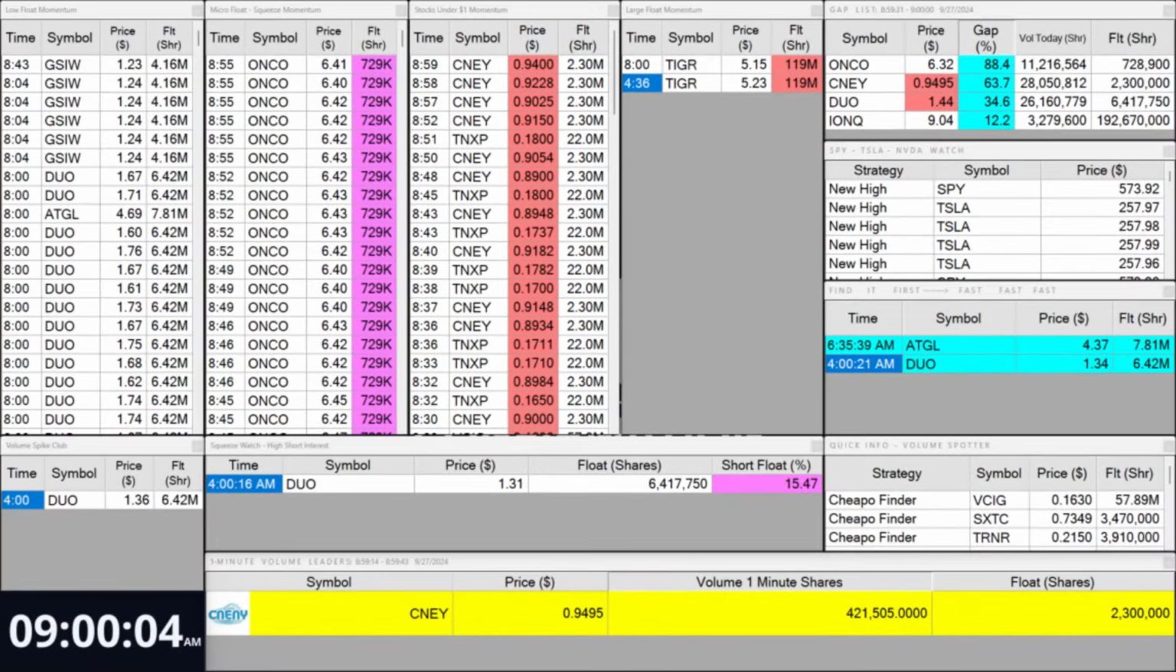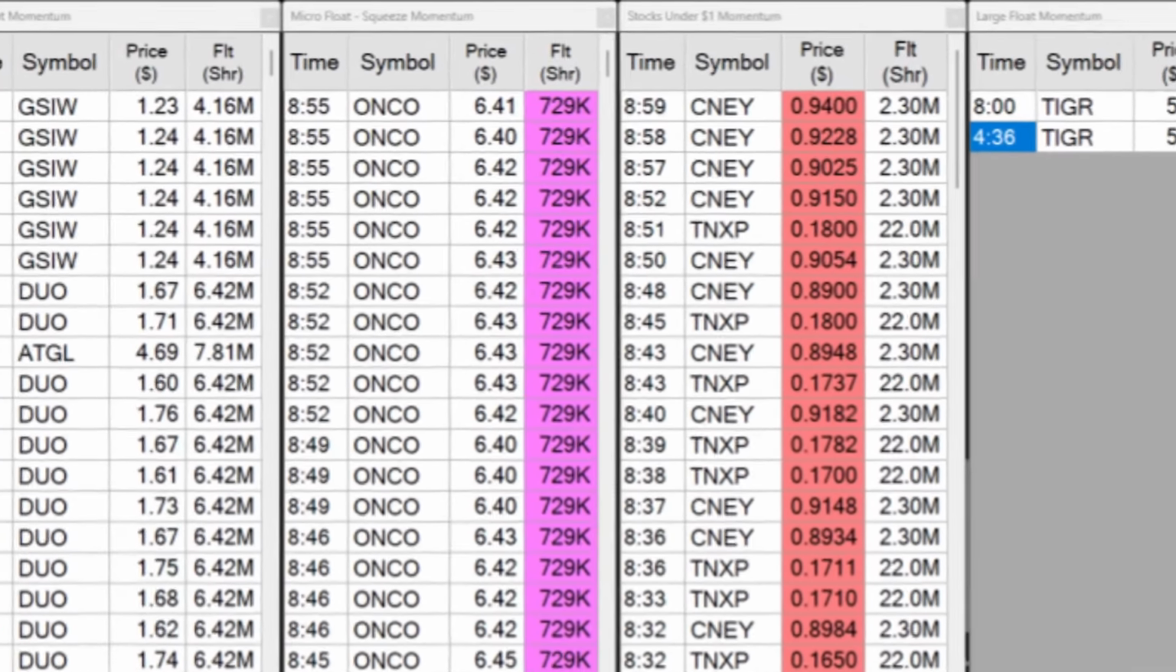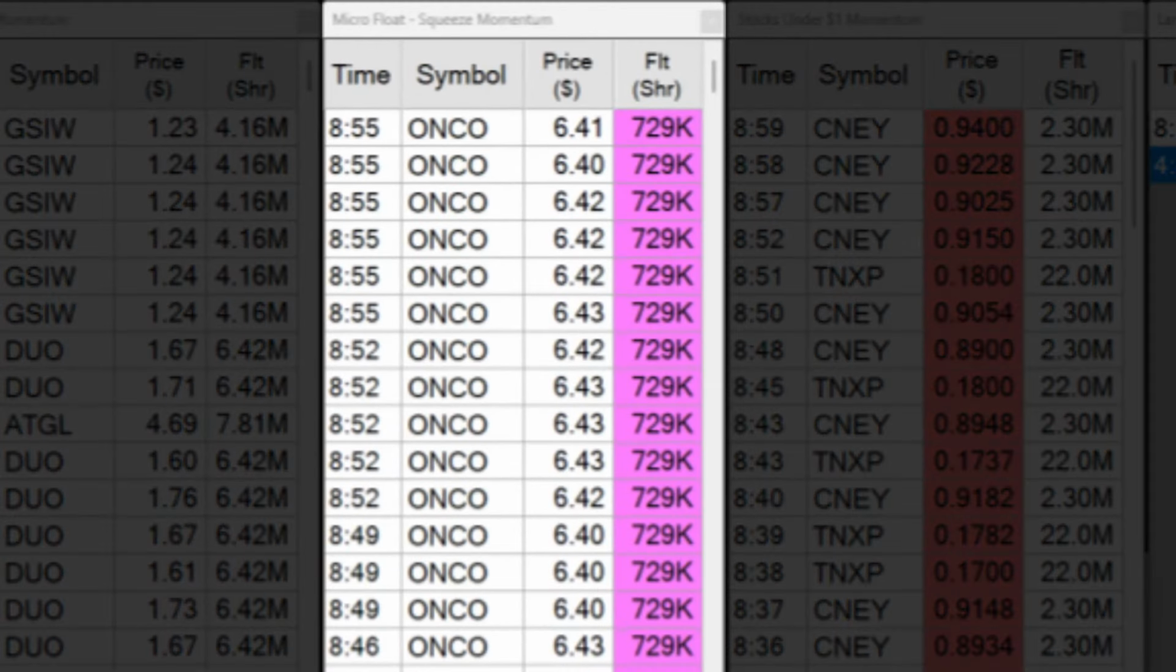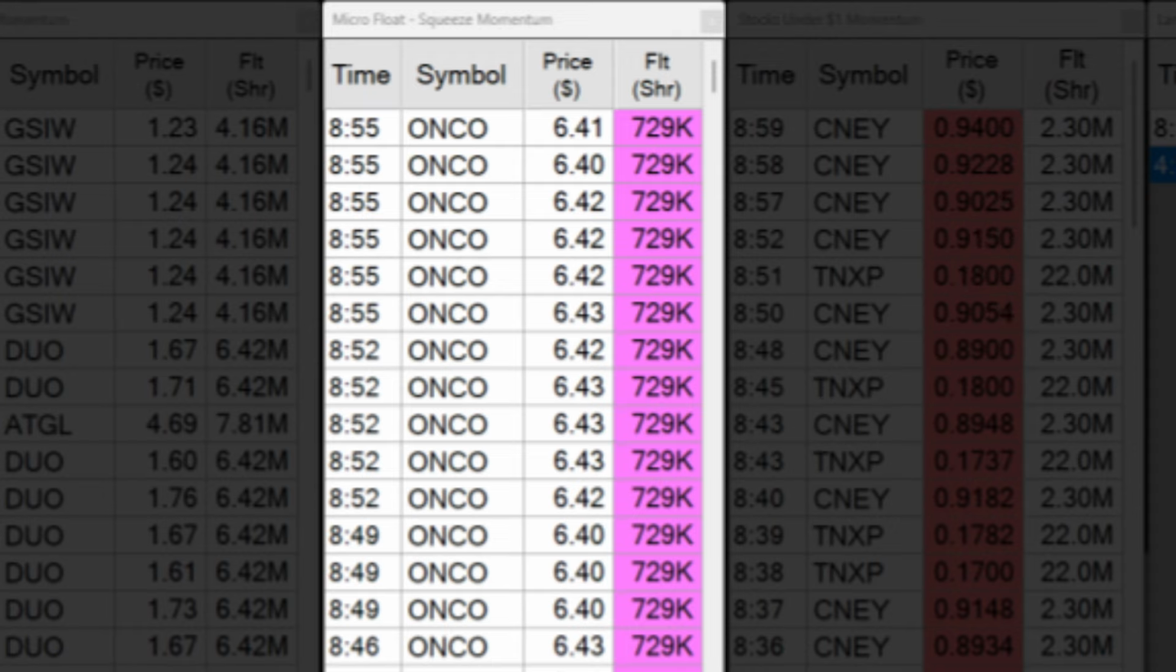Moving to the right of this scanner, we have our micro float squeeze momentum alert window. This scanner window is specifically designed to find stocks with the greatest potential for squeeze momentum. Squeeze momentum often occurs when short sellers have to sell their position due to certain conditions. One of the key conditions for this scanner is the float size. The float size filter is set to only search for stocks with a share float under 1 million. Having this lower float means there are fewer shares available for trading.